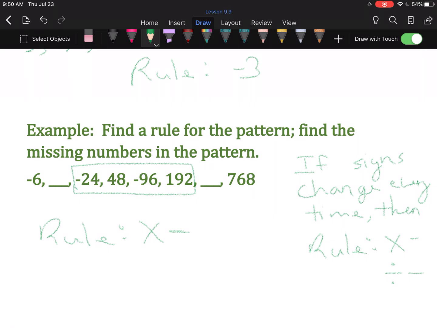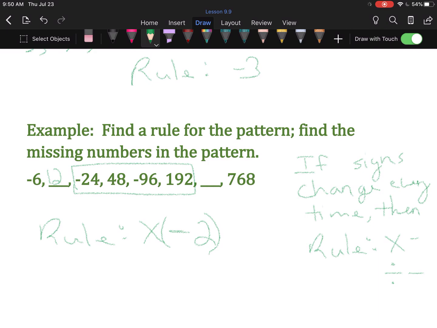Now the question is, what are we multiplying by? Well, how does 24 multiply to become 48? It's times 2. So the rule is times negative 2. And if you want to make that easier to see, put the negative 2 in parentheses. So the rule is times negative 2. So what's missing? Well, negative 6 times negative 2 is positive 12. And that should be positive anyway, because it's between two negatives.